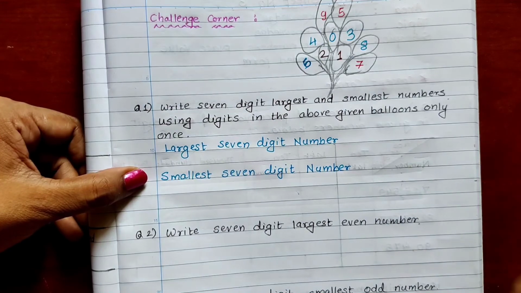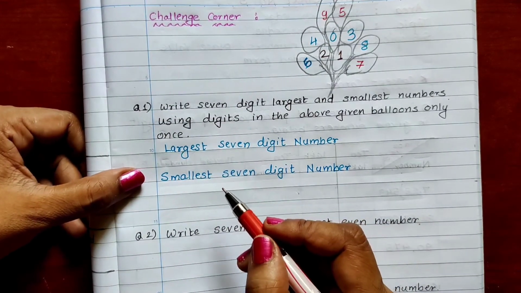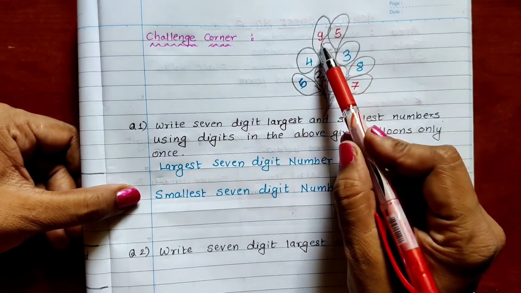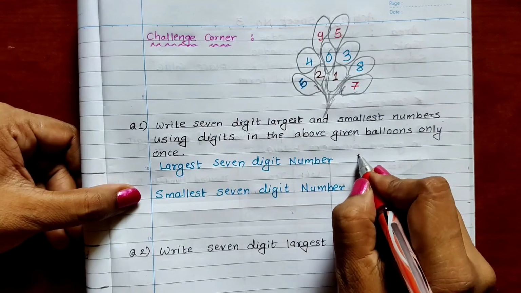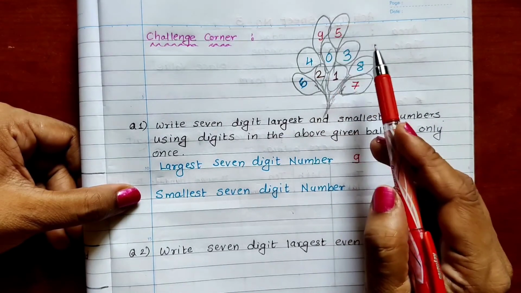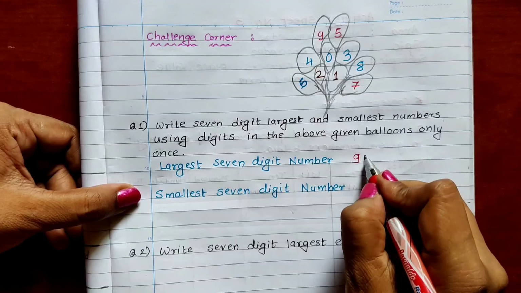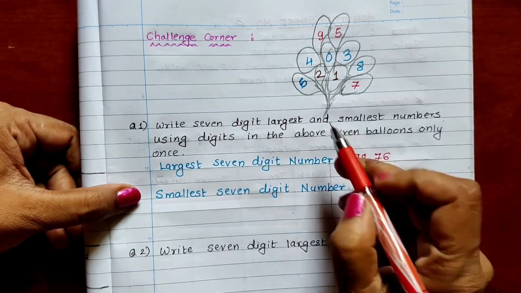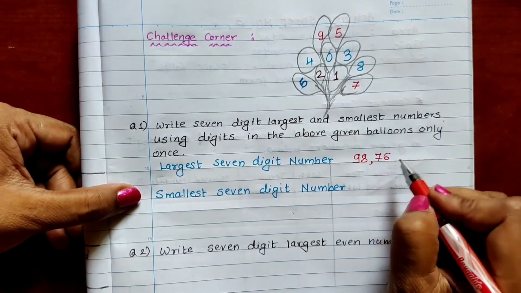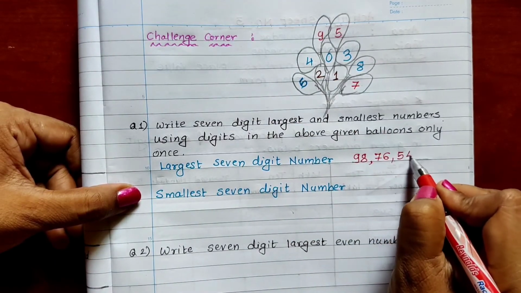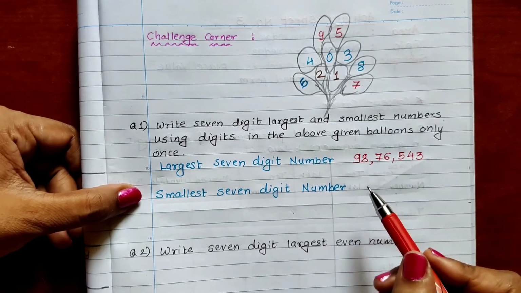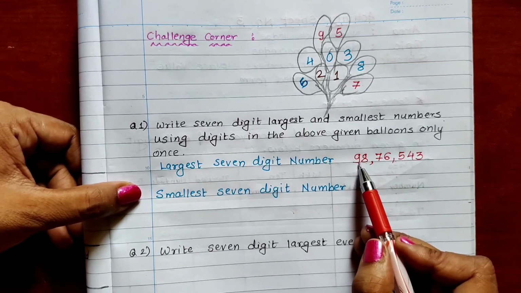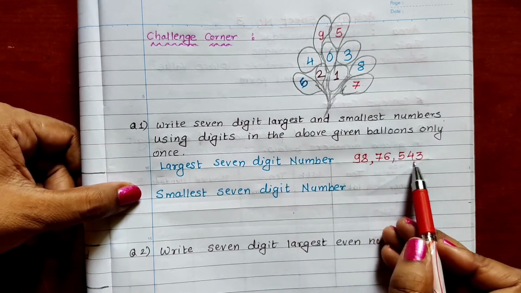So first write largest. How to write the largest 7-digit number? We have to start from the largest digit from the given digits. Which one is the largest? 9, correct? So we start from 9. After 9, the second largest digit is 8. After 8, there is 7. Then 6. Is it there? 6 is there. After 6, we write 5, 4 and 3. It will be the largest 7-digit number, 98,76,543. Start from the largest digit and keep going to smaller digits.